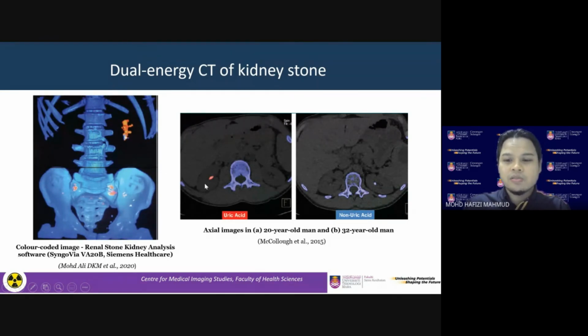Also for this one, from this paper, the red refers to uric acid stone and the blue one refers to non-uric acid stone. So it's very helpful, just based on this color coded image.